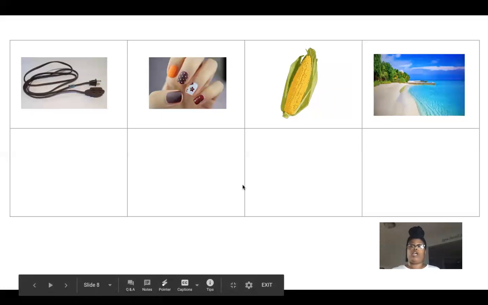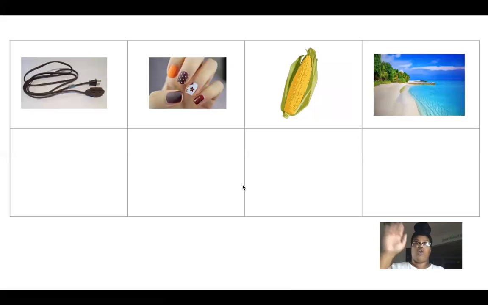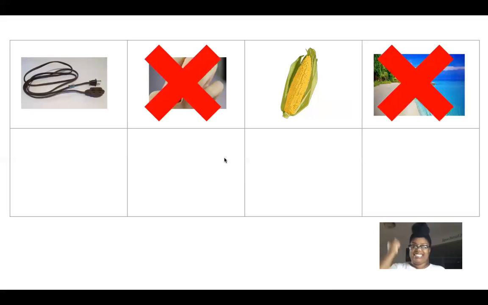Now we're focusing on a cord. Cord and nails, pretty nails. Cord, corn. And the last picture is a picture of a beautiful beach. Woo. Cord, beach. No. Don't have the same beginning sound. How about nails? Look at the pretty nails. Cord, nails. No. It has to be corn. Let's check our work. Yes, yes, yes.